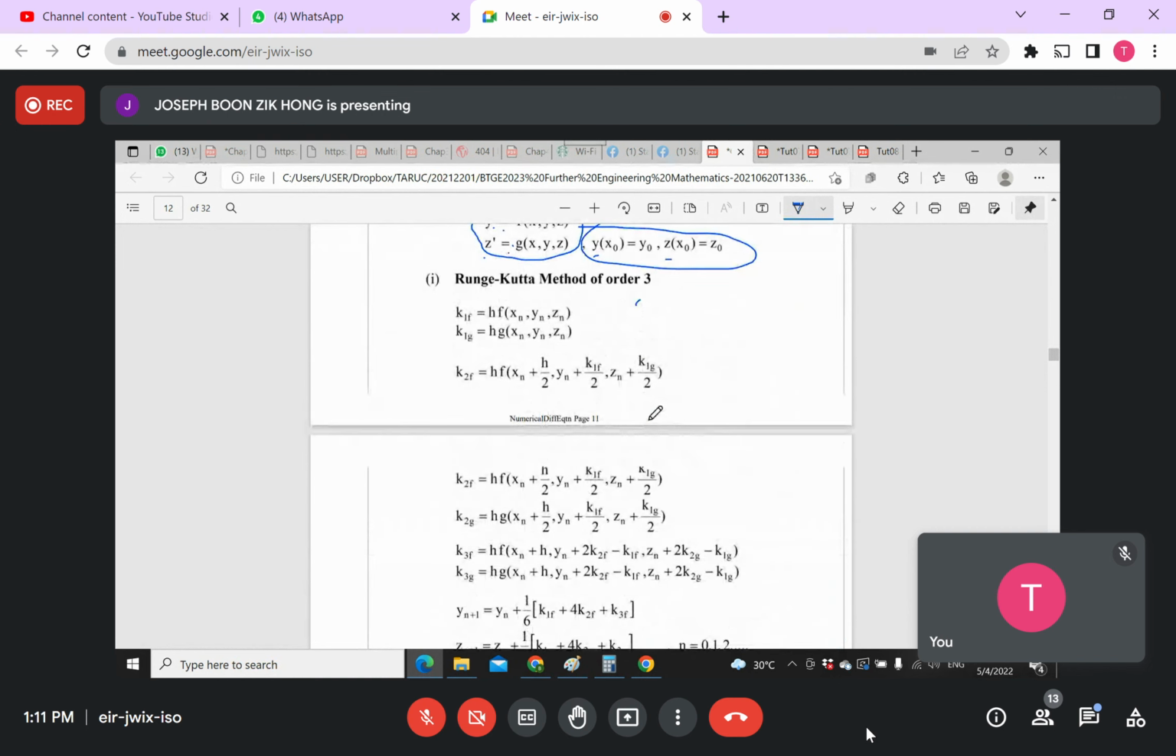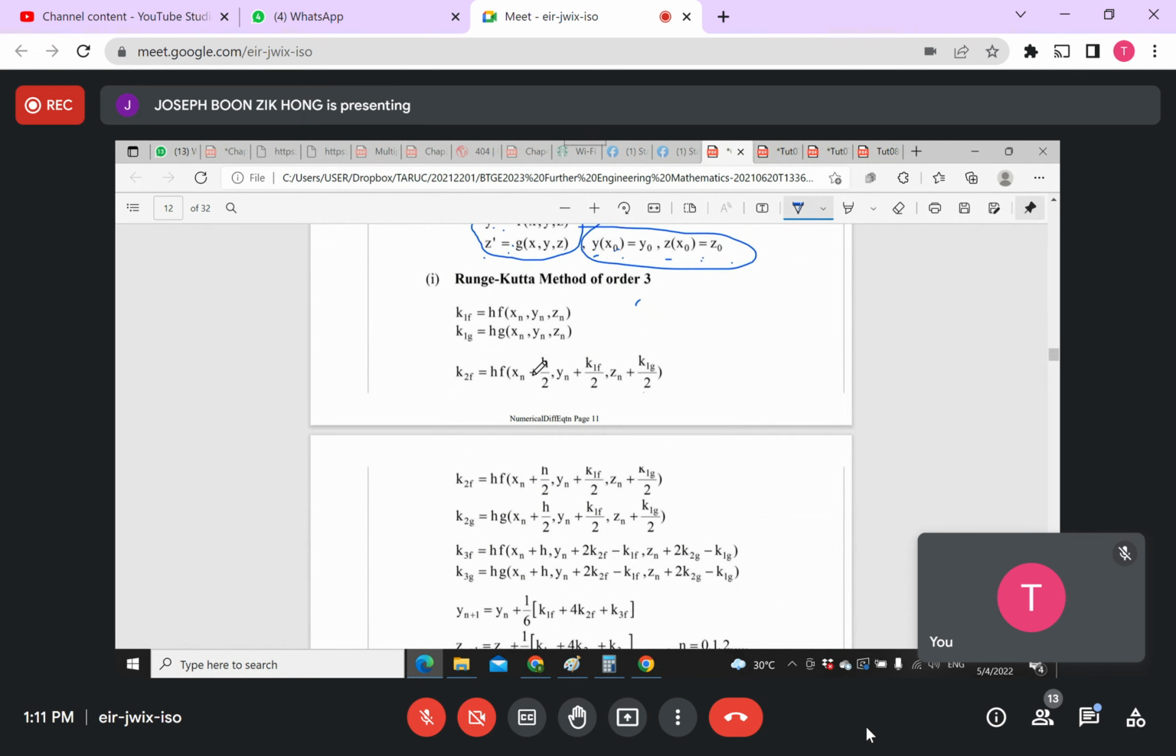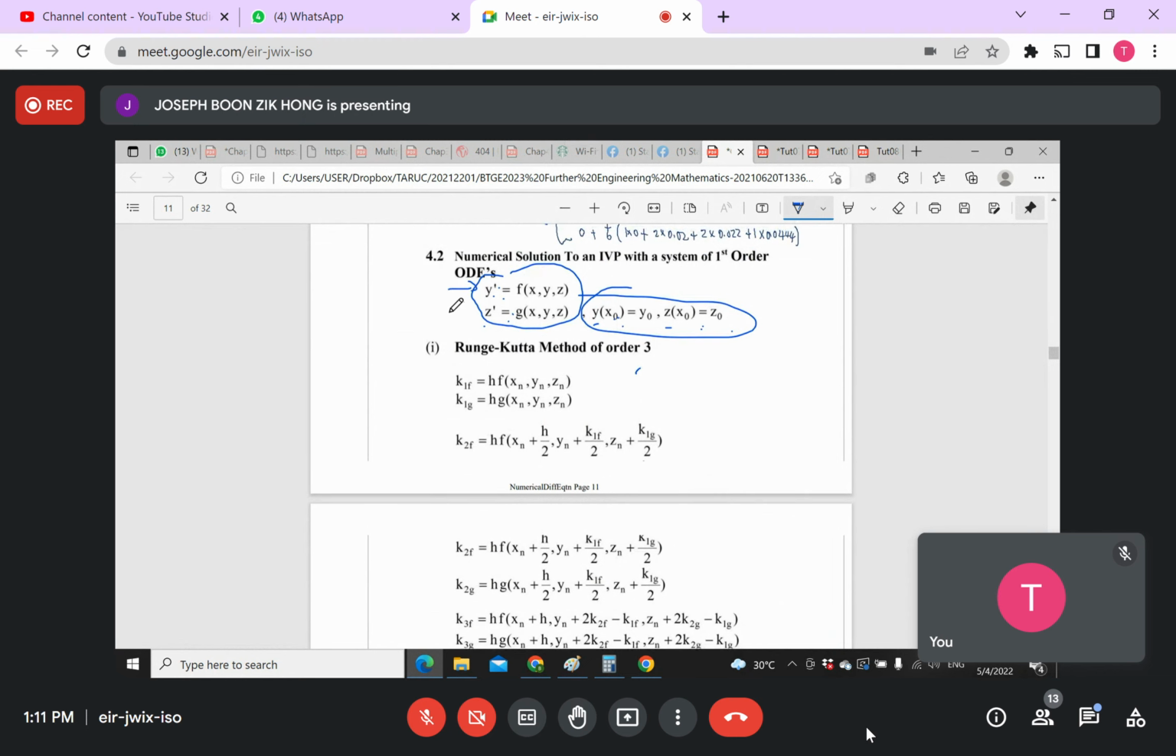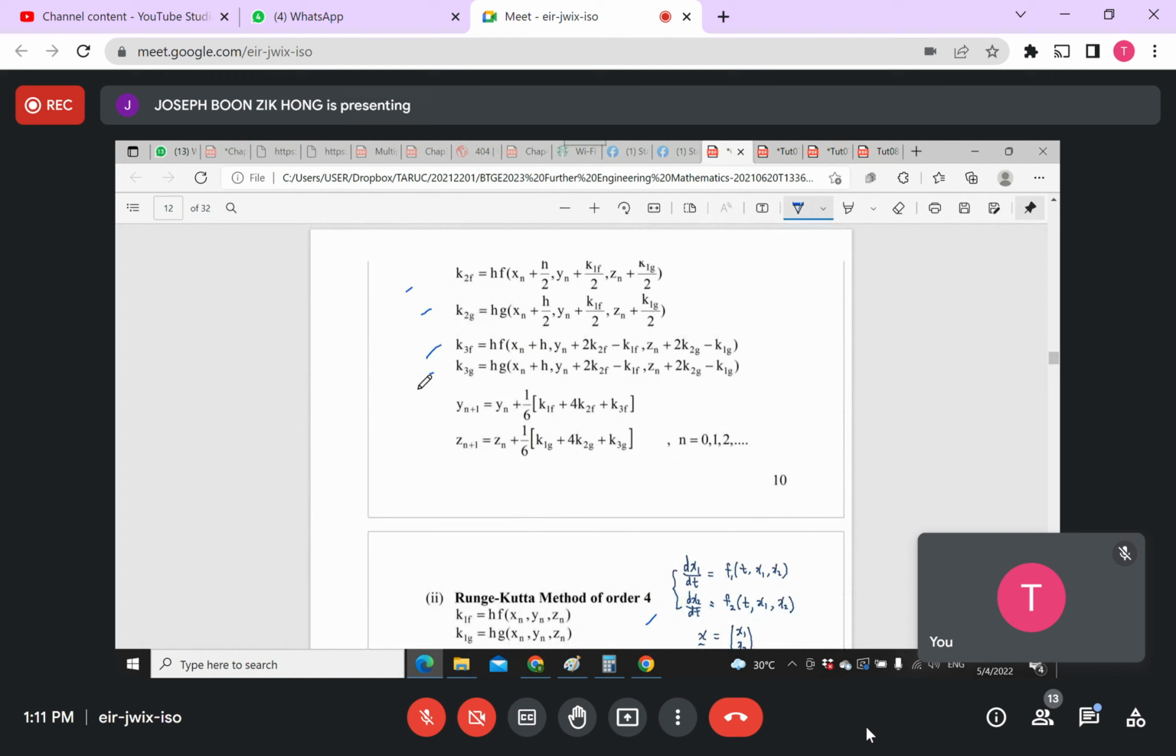But unfortunately, because we have two dependent variables, we have y, we have z. So let's say y is f, and z is g. Then for K1 we will have one for f, one for g. K2 also the same, K3 also the same. So now you have one more times. That means just now you had 6 equations, now you have 12 equations. So it is very complicated in order to solve a system. Not so complicated, but very long.